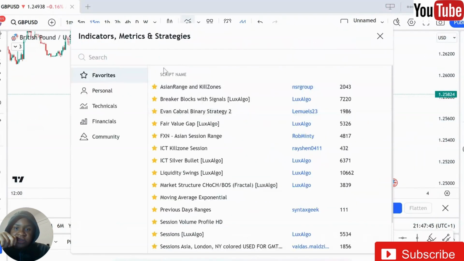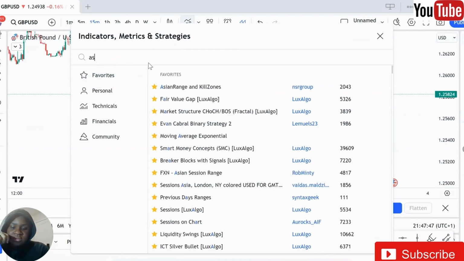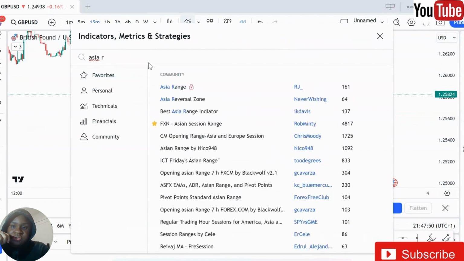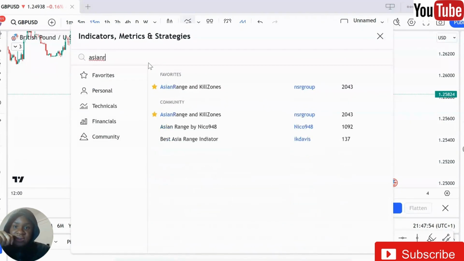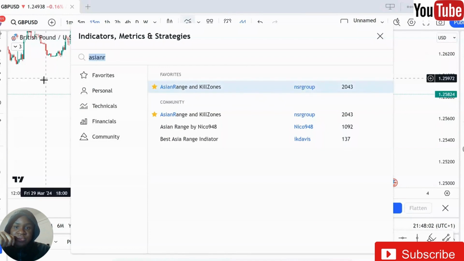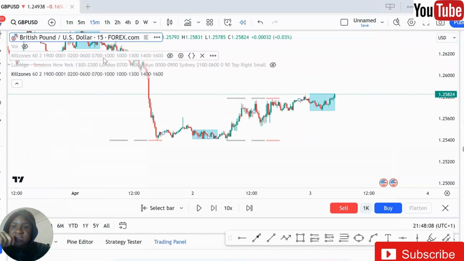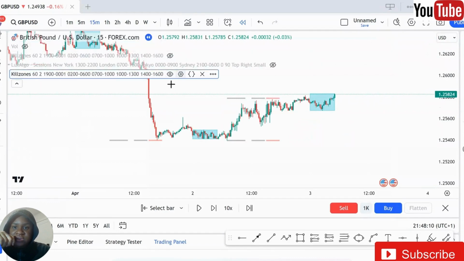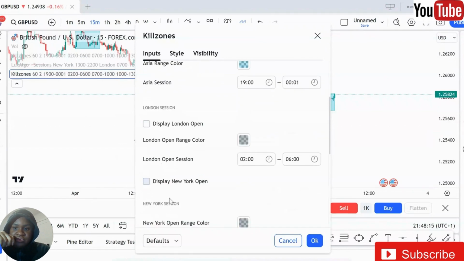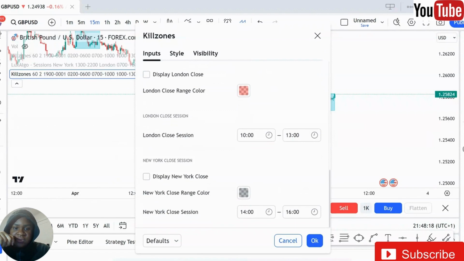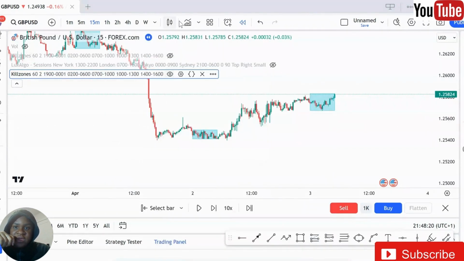I'll come to my indicator and I'll put in Asian range. Asian range indicator. Okay, I can decide to use this one. Asian range indicator and Q zone. This is what I'm going to use. You can go to your setting here and you will delete some things. That's Asian range indicator. You remove this, you remove this, you remove this, and what again? That is it.